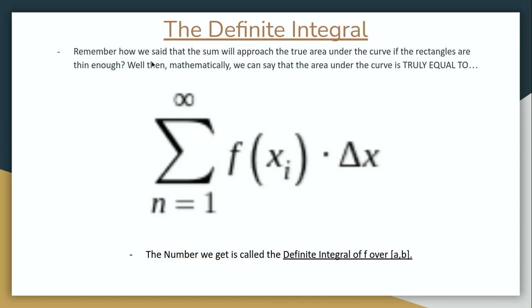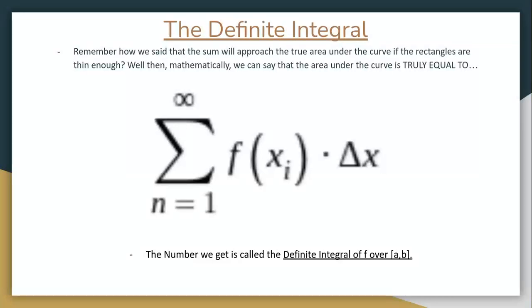The definite integral. Remember how we said that the sum will approach the true area under the curve if the rectangles are thin enough? Well, then mathematically, we can say the area under the curve is truly equal to this Riemann sum. I don't know why it says n. It should be i. I put this on Desmos, so that's my bad. I took a screenshot of me writing this on Desmos. This should say i. But all it is is our Riemann sum, right? But our n value, our number of subintervals, is infinity. We have infinitely many subintervals. So this sum is going to tell us the true area under the curve. Any questions?